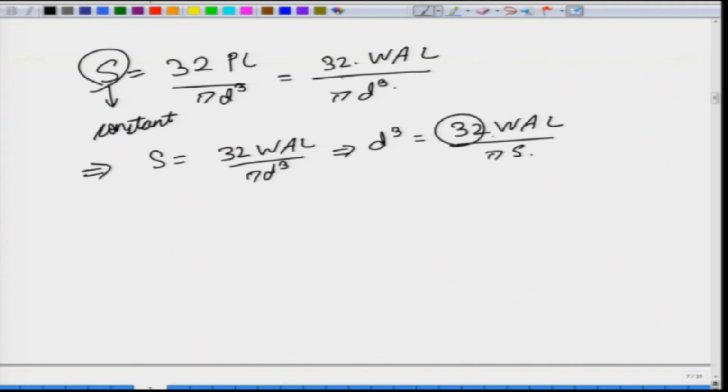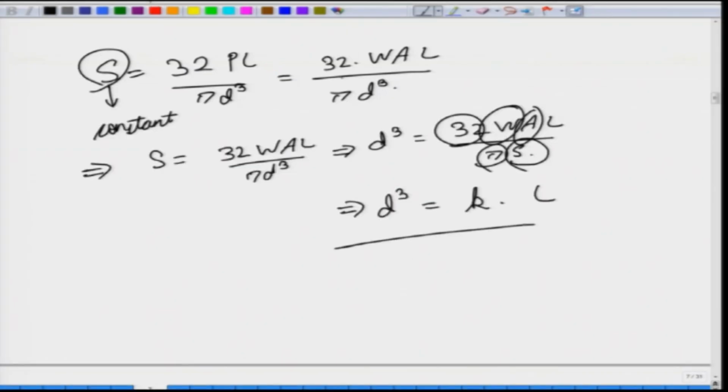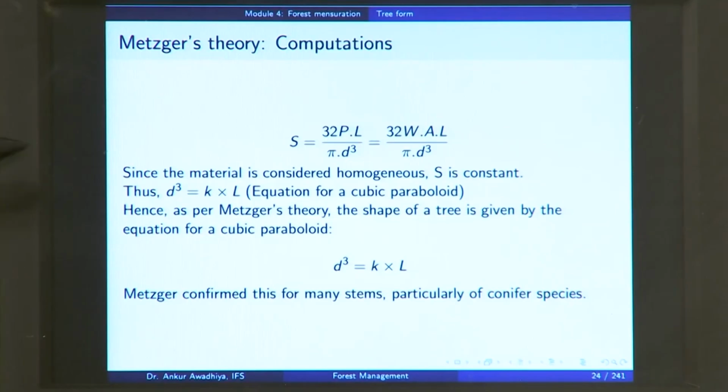Now, 32 is a constant, pi is a constant, S is a constant. The A, which is the area of the vertical cross section of the crown, is a constant. The amount of wind pressure that we are having at a place is constant. So, we can write that d cube is equal to k times L, where k is a constant, which is the equation for a cubic paraboloid.